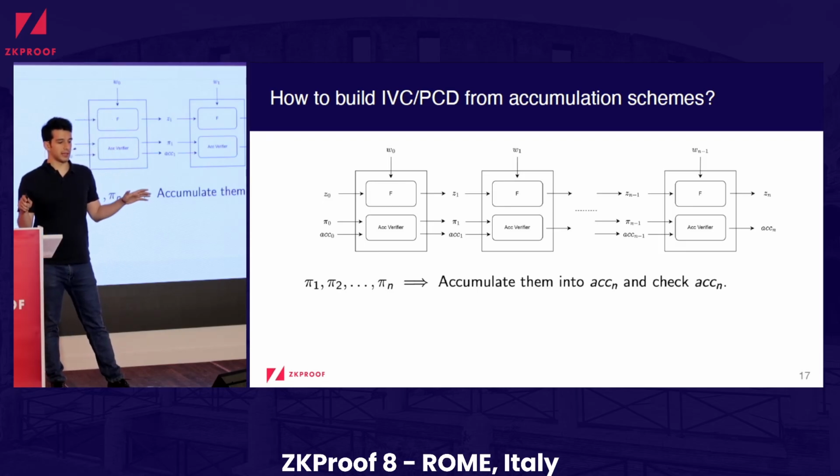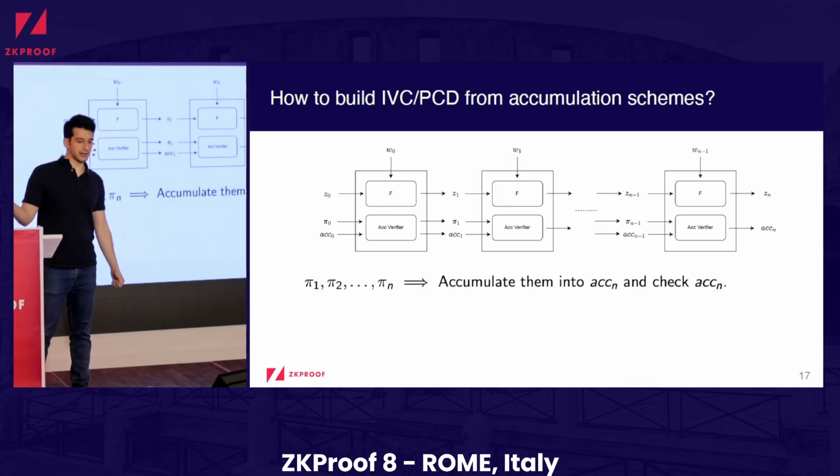If you want the intuition of how it works at a high level, we replace the SNARK verifier here with an accumulation verifier. And all the proofs are accumulated with a running accumulator. So after n steps, we're going to get an accumulator x_n, which is valid if all the intermediate proofs pi_i's were valid.